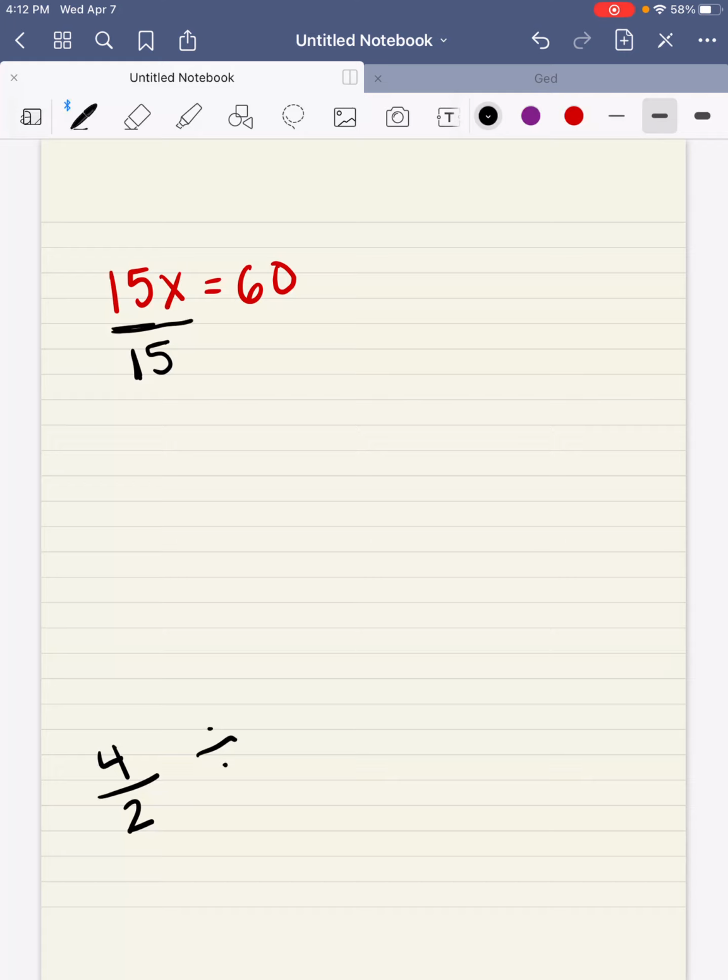So going back to the problem, I'm going to divide the left side by 15, which means I need to divide the right side by 15 as well. I'm going to end with just x on the left side, and then 60 divided by 15, I'm going to get 4. I can always plug 4 in for x up here and see, does 15 times 4 equal 60? And yes, it does.